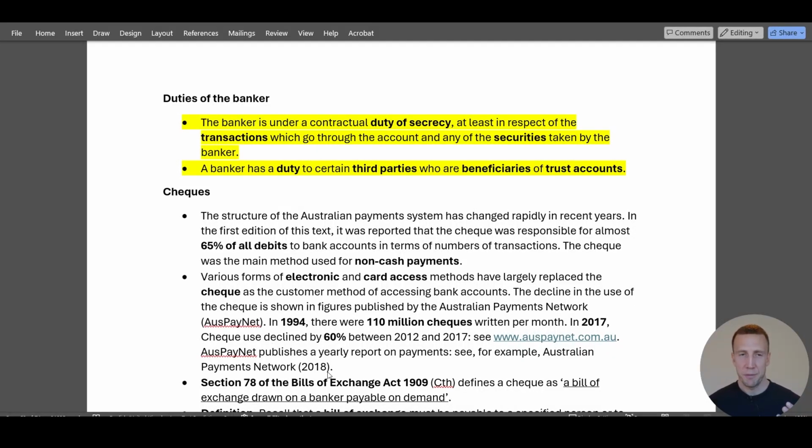In this presentation, I'm going to be covering checks, payments, and payment systems. This will be the penultimate presentation. The last one being lending and secured lending and the banker's lien.